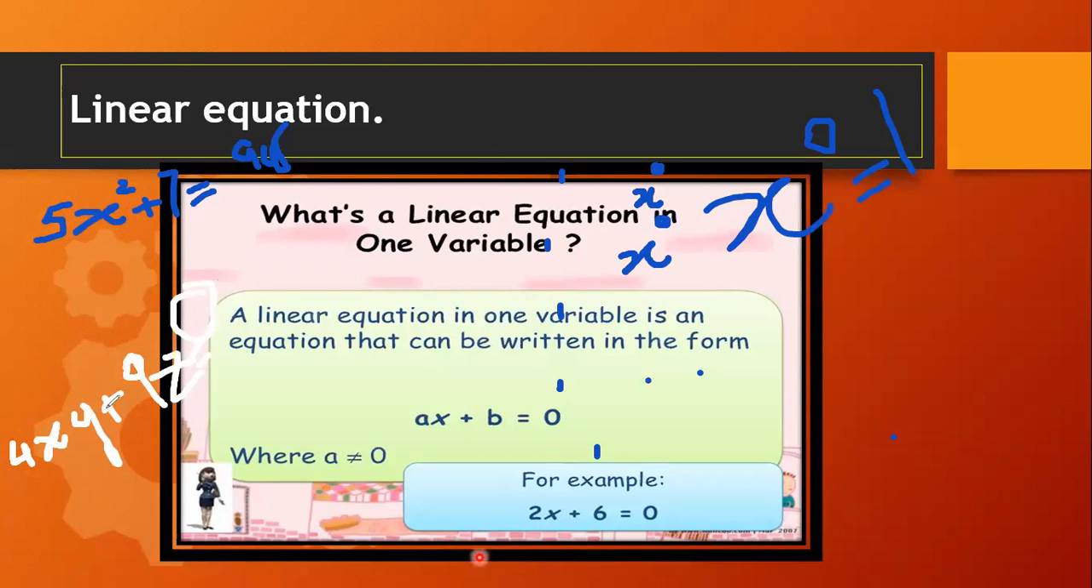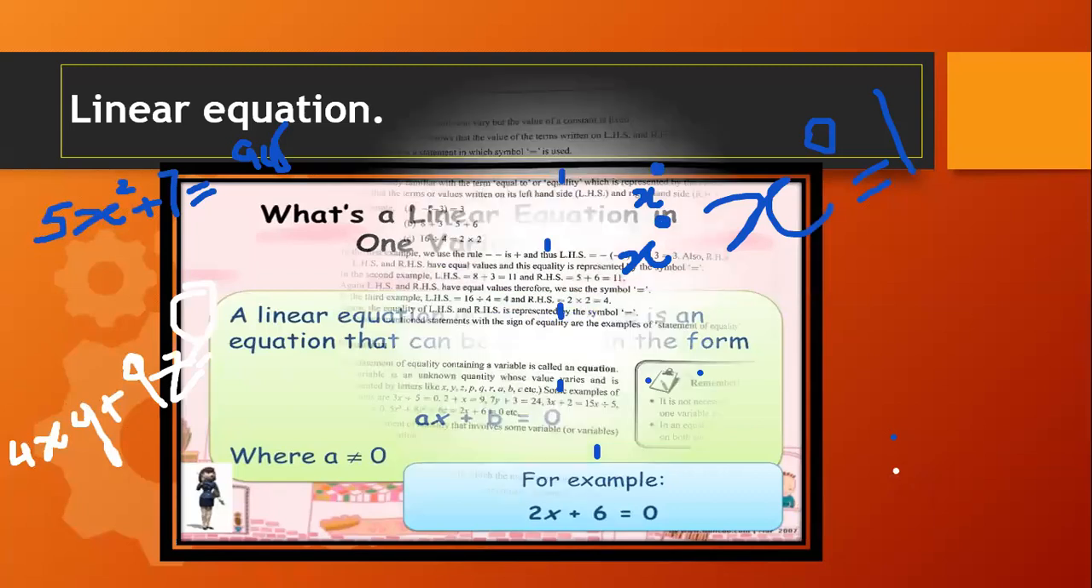This is a linear equation with how many variables? 3 variables. Is this clear or any queries? You can write me in the chat box, students. Let's move towards our next slide.